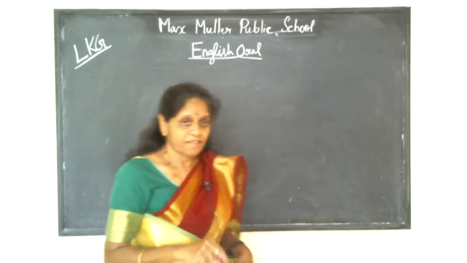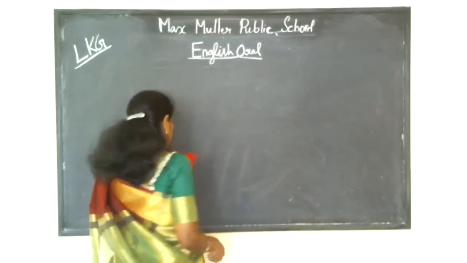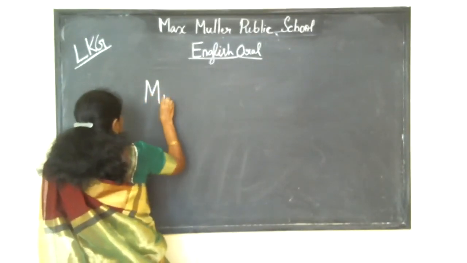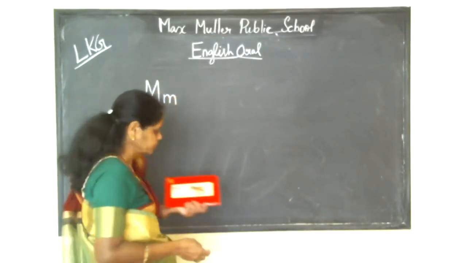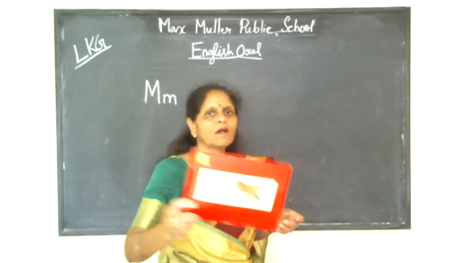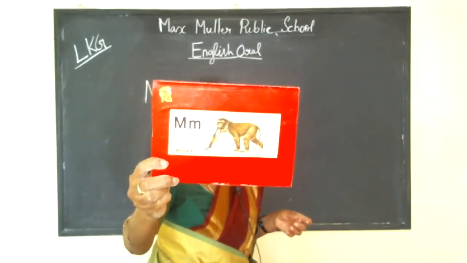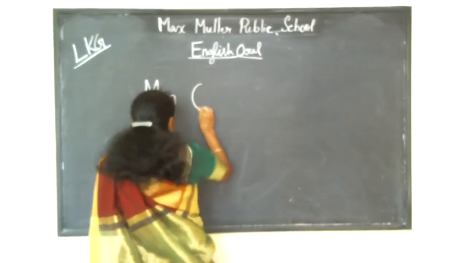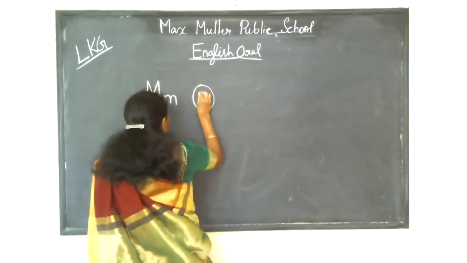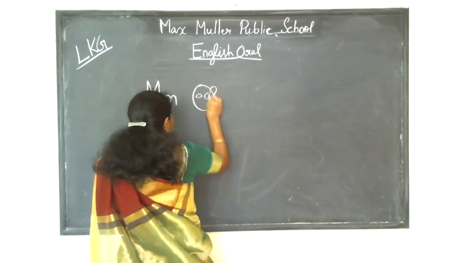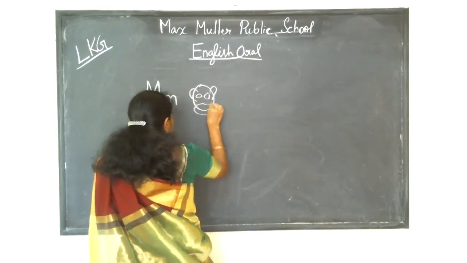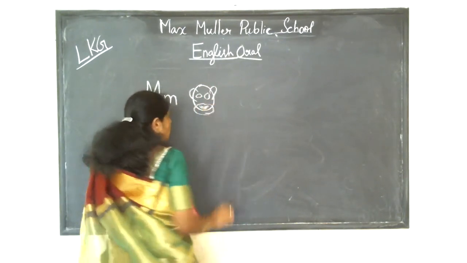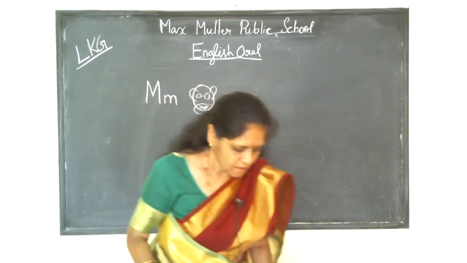So, in the previous class, up to L you learned. So, this class you are going to learn from capital M, small m. M for monkey. M for monkey. Next.